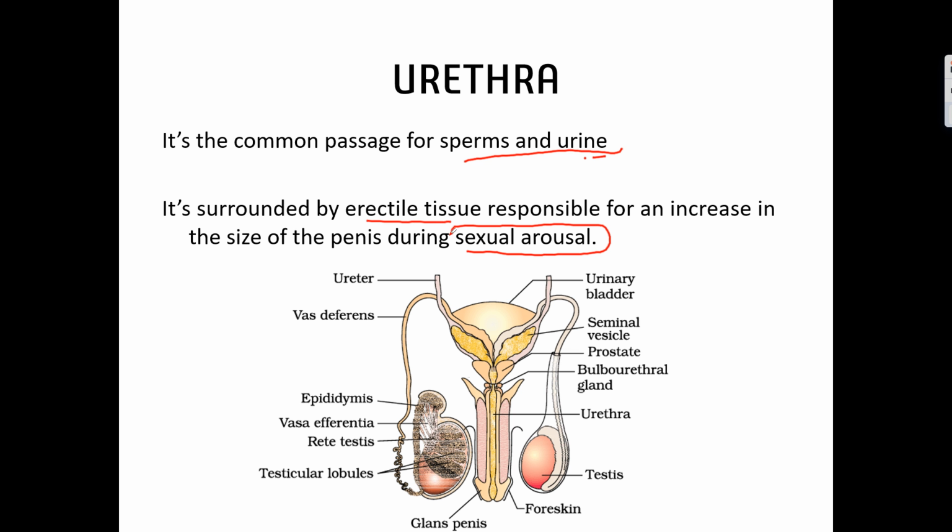What is sexual arousal? Occasionally the size of the penis is going to increase. Why is it increasing? Because of this erectile tissue. When sexual arousal takes place, there will be blood flow to the erectile tissue, and when the blood flows to the erectile tissue, the size of the penis will increase.